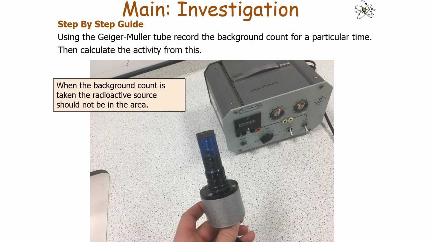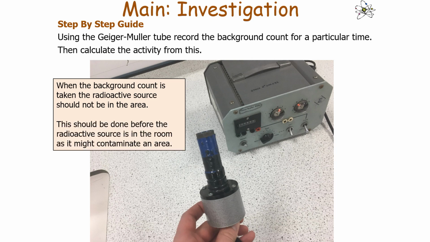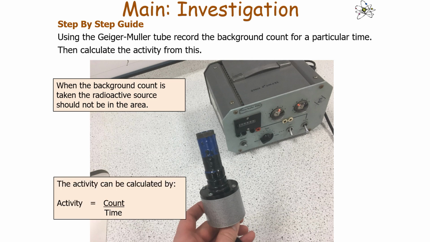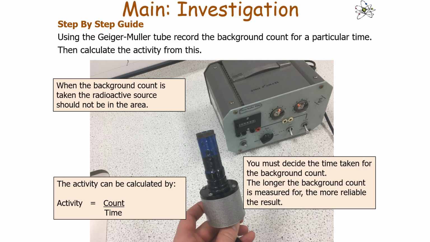When the background count is taken, the radioactive source should not be in the area. This is done before the radioactive source is in the room, as the radioactive source might contaminate an area. It's always extremely important you take your background count before the source is placed in the room. You can calculate your activity or count rate using the count divided by the time. You must decide the time taken for your background count, but we tend to find the longer the background count is measured for, the more reliable the result.